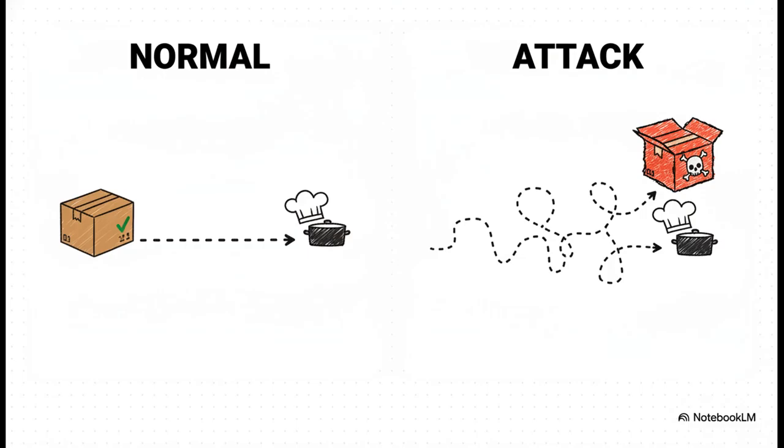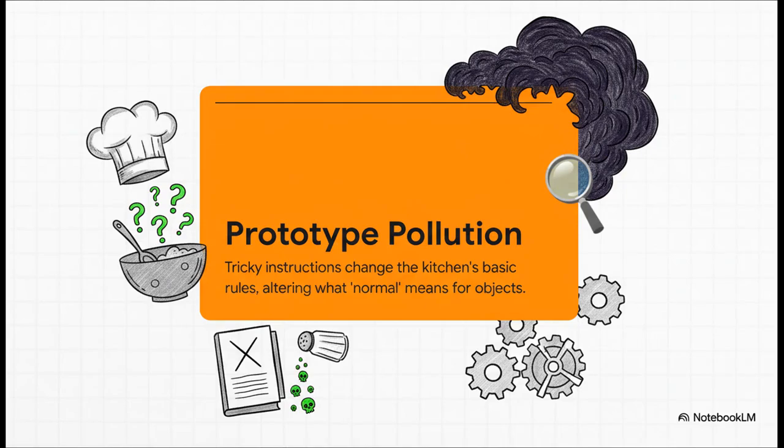So on one side, you've got your normal box. It's got standard, boring instructions for the kitchen. But on the other side, that's where things get nasty. An attacker creates this, let's call it a tricky box. And the instructions inside, oh, they're not for making a web page. They're designed to go in and completely rewrite the kitchen's rulebook. And this is where we hit our first big technical term, prototype pollution. So in JavaScript, basically everything inherits from something called a prototype. Just think of it like the kitchen's master recipe book, right? The one with all the basic rules.